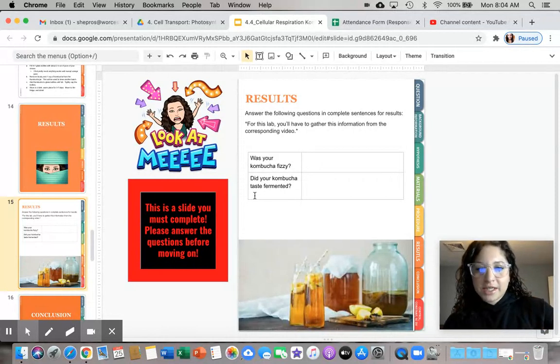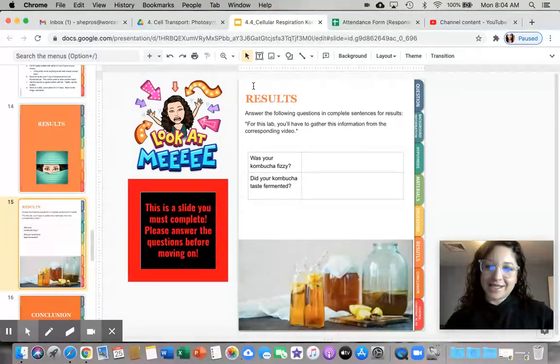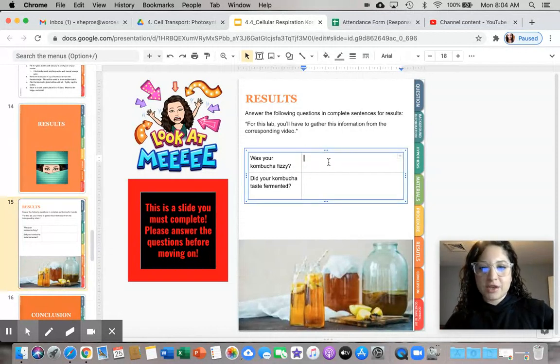Was your kombucha fizzy and did your kombucha taste fermented? And you'll be like, it's one of those tastes when you taste it. But if you didn't get a chance to try the kombucha, you can just type, I did not try it, for these questions. That is perfectly okay.